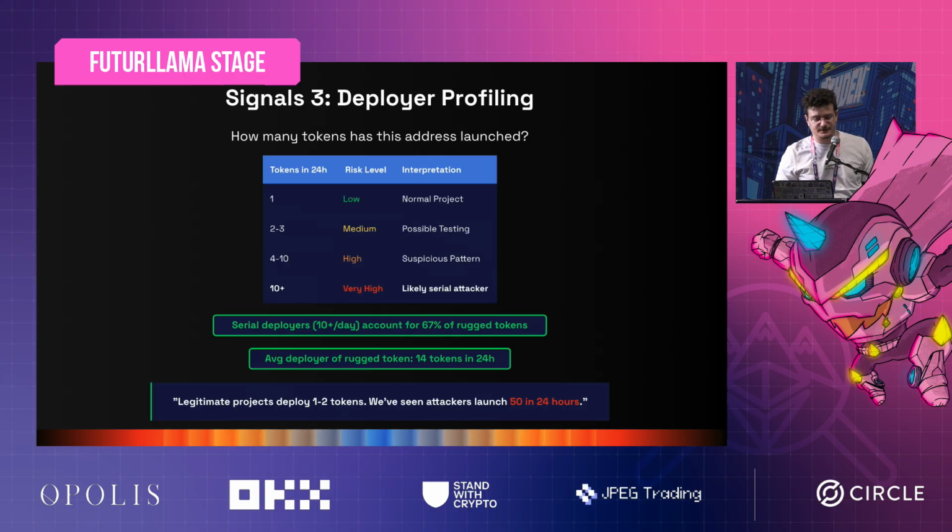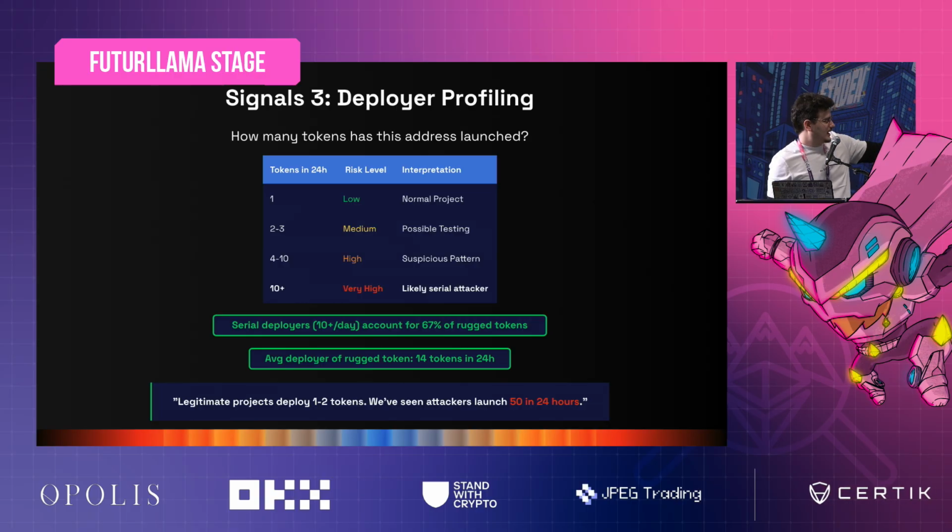Signal 3, deployer profiling. As we analyze all the blockchain activity, we already know hackers that have been working in other chains, and where the money is moving. Normally for this type of rug pull, a behavior we see is serial deployers, as we call them, because they deploy as many tokens as they can. If they deploy more than 10 tokens in the same range, you are trying to get scammed. This is basically the pattern.